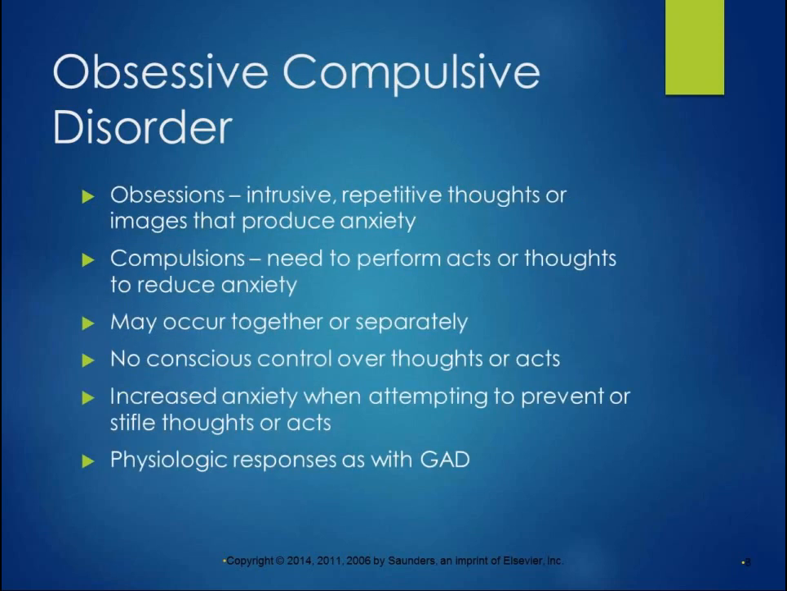Obsessive-compulsive disorder, so it can include obsessions and compulsions, which are two different things. Obsessions are intrusive or repetitive thoughts or images that produce anxiety. Compulsions, it's the need to perform acts or thoughts to reduce anxiety. So the obsessions and compulsions can occur together or separately, and there's no conscious control over the thoughts or acts. There's increased anxiety if the person attempts to prevent or stifle their thoughts or acts.